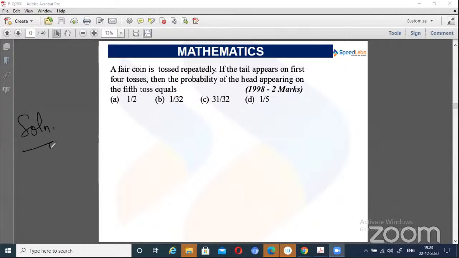A fair coin is tossed repeatedly. If the tail appears on the first 4 tosses, then the probability of the head appearing on the 5th toss is? All of you give me the answer. A fair coin is tossed repeatedly. I would like all of you to give me an answer. There are 9 people here and we can get at least 9 answers. This question demands answers, please.